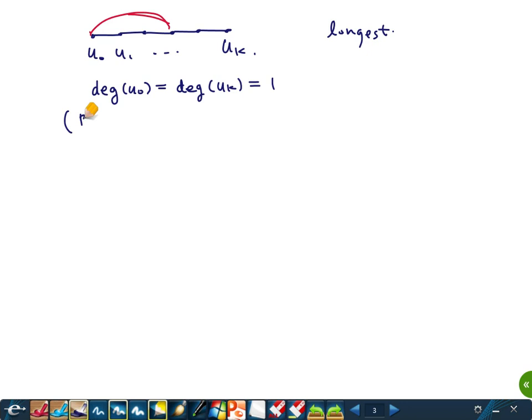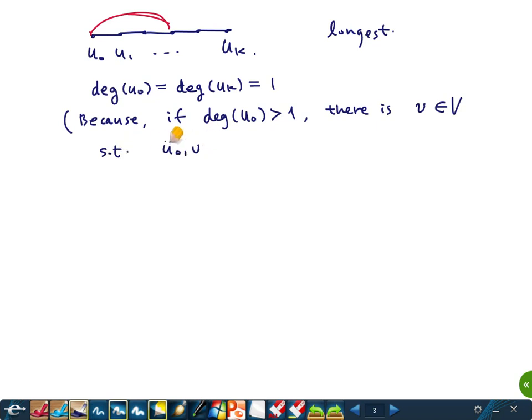Actually we did this already, but let me repeat. If the degree of u0 is greater than 1, there is a vertex V such that u0V is also an edge, right? V must be different from u1, because if this is the only vertex connected to u0 by an edge, the degree must be 1. But our assumption is that it is greater than 1.